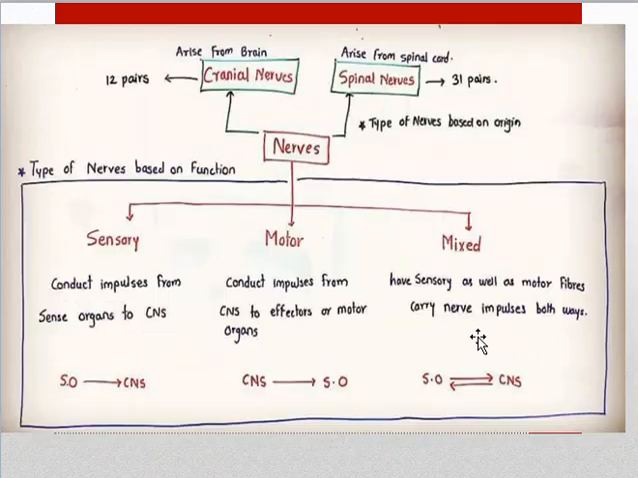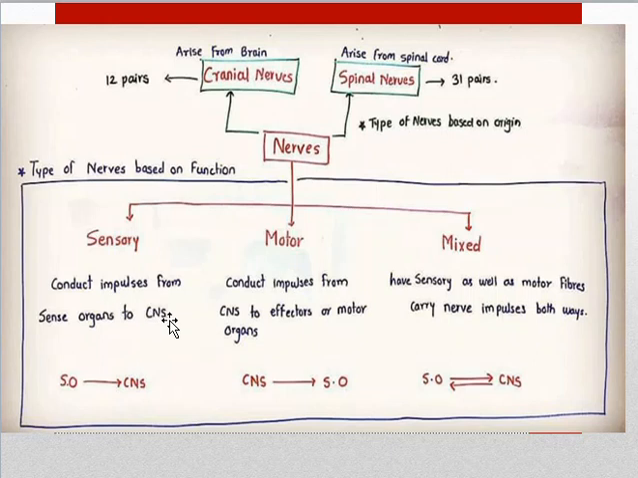So next we will come to cranial nerves and spinal nerves. Nerves are divided into cranial nerves, which arise from the brain and are 12 pairs, while spinal nerves are 31 pairs, which arise from the spinal cord. Now types of nerves based upon the origin. Nerves based upon the function are sensory, motor, or mixed.